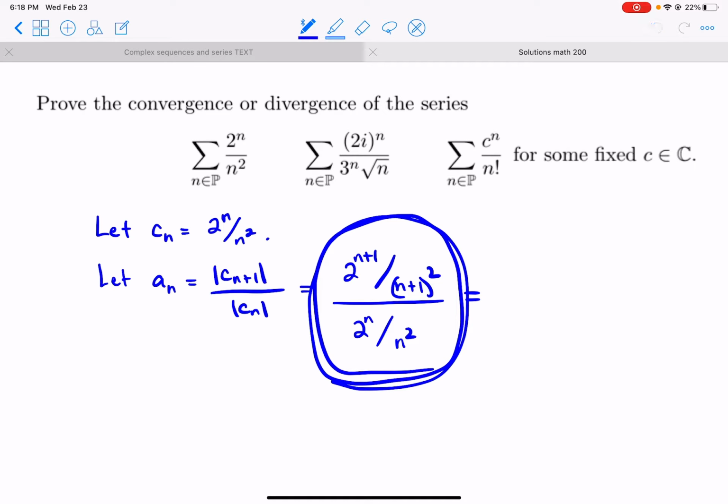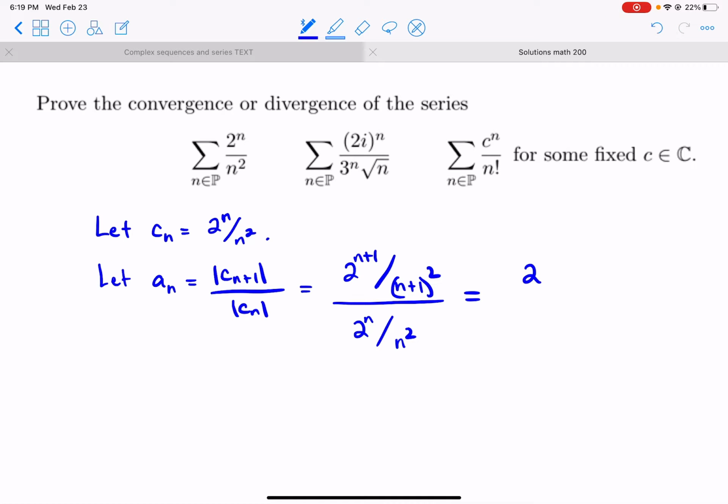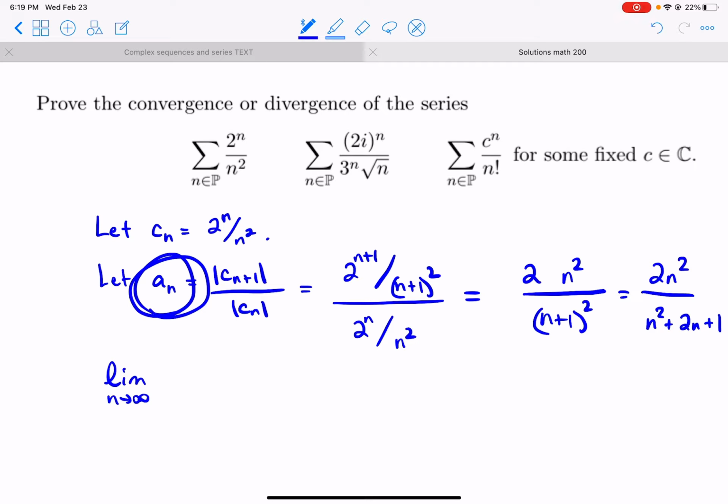There's one more 2 upstairs. This will stay downstairs. And this will go upstairs. Okay. If you want, we can expand, but we can already see what's going to happen. The limit as n goes to infinity of this new sequence, I have to find a sequence of ratios from this series, and the limit of this sequence of ratios is 2.